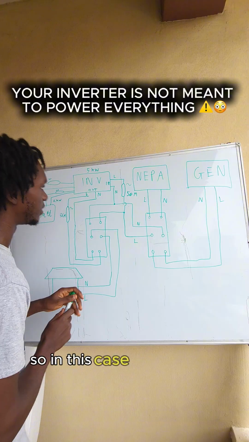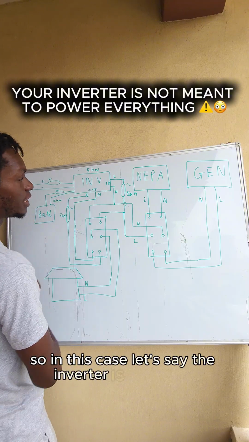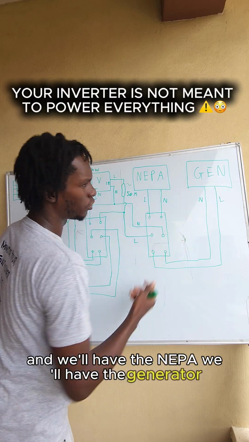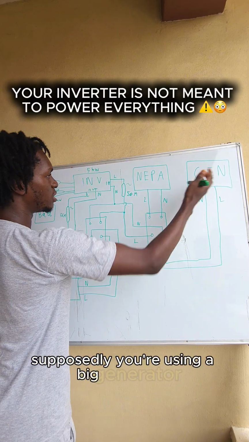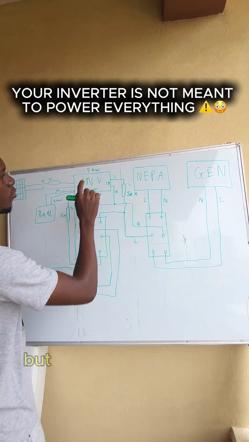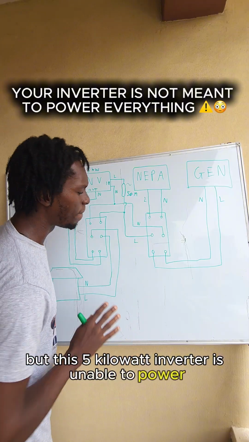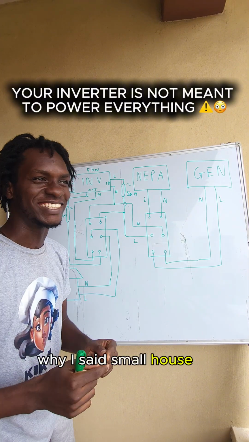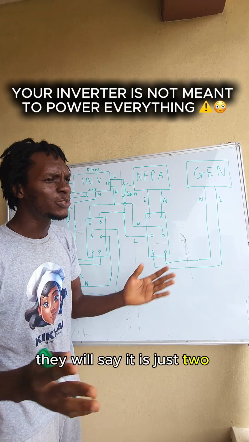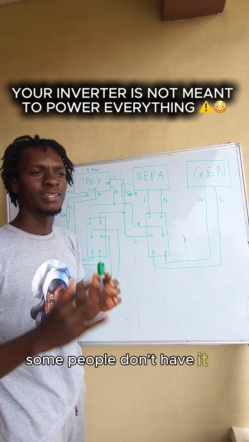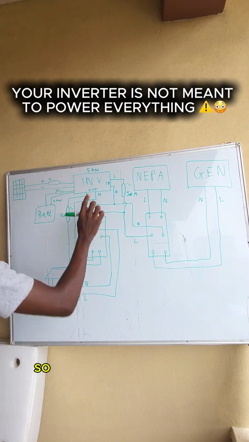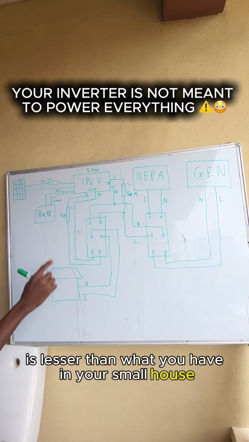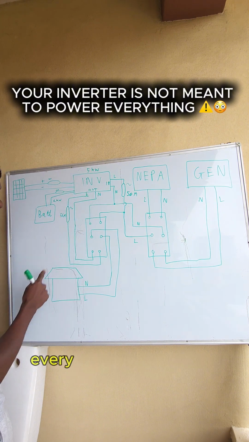So in this case, let's say the inverter is 5 kilowatt like I've written over here, and we'll have the NEPA, we'll have the generator. Supposedly you're using a big generator and you have NEPA as well, but this 5 kilowatt inverter is unable to power everything in your small house. Why I said small house is because some people will say it is just 2 rooms, but what they have in those 2 rooms, some people don't have in their 5 bedrooms. So the 5 kilowatt inverter is lesser than what you have in your small house, so your inverter won't be able to power every single thing.